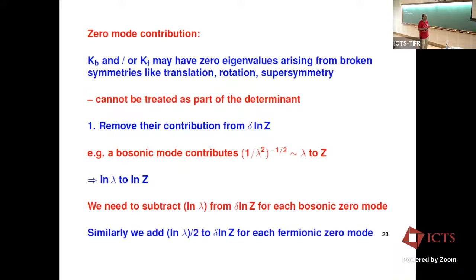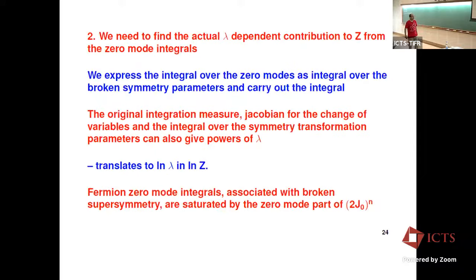So in particular, a bosonic mode gives a contribution of 1 over lambda squared to the minus half, which is lambda to the z, and hence log lambda to log z. That means that we need to subtract log lambda from delta log z for every boson zero mode, because you have overcounted. And similarly, you have to add half log lambda to delta log z for every fermion zero mode, because we had introduced a factor of lambda to the minus half in the determinant. So that's the first step.